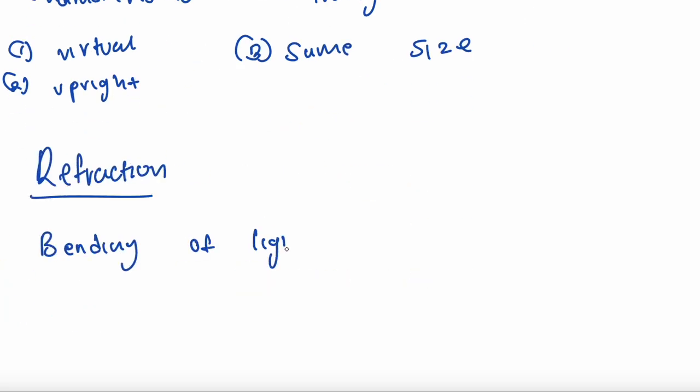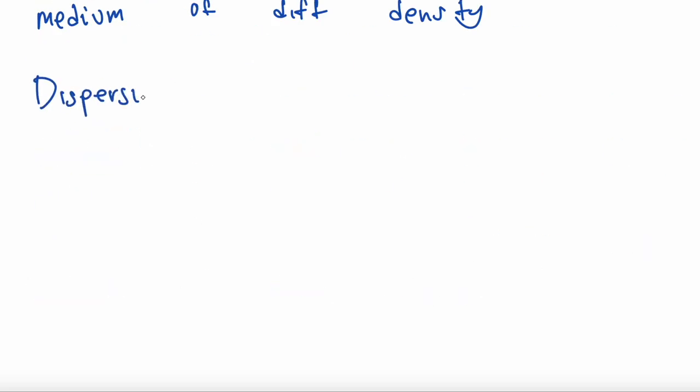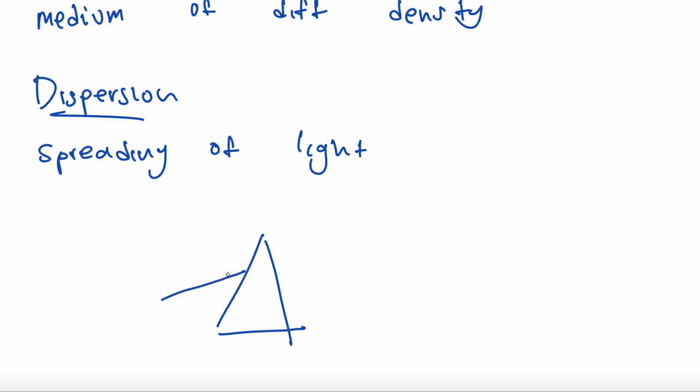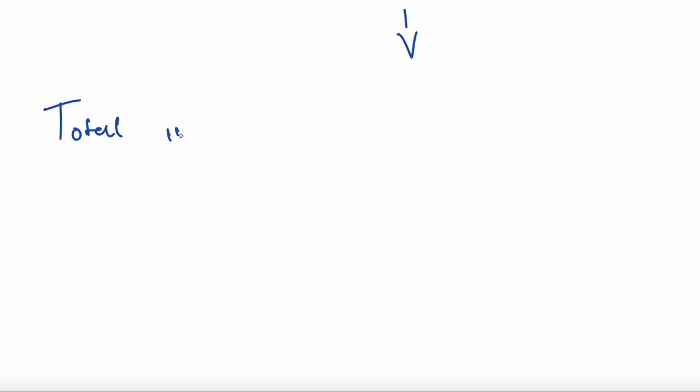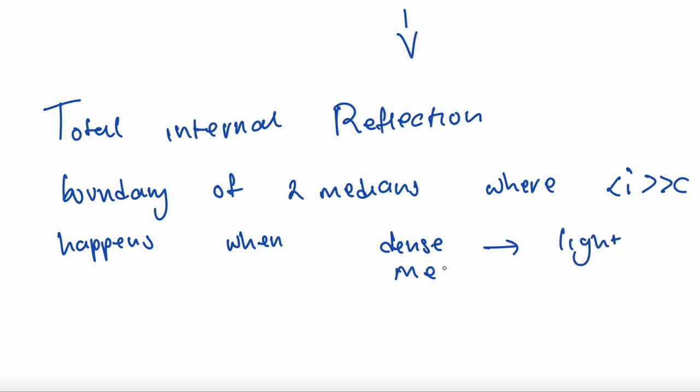Refraction is the bending of light when traveling through a medium of a different density. Dispersion is the spreading of light, and it disperses into ROYGBIV. Total internal reflection is when, at the boundary of two mediums, the angle of incidence is greater than the critical angle.